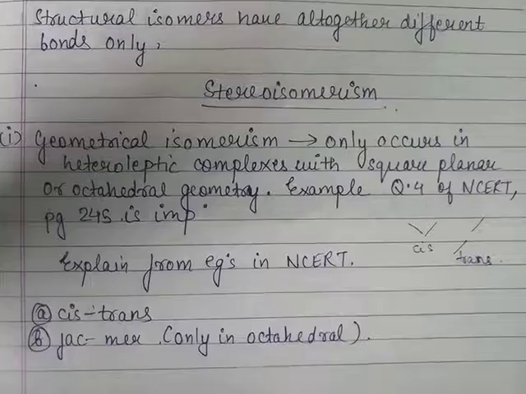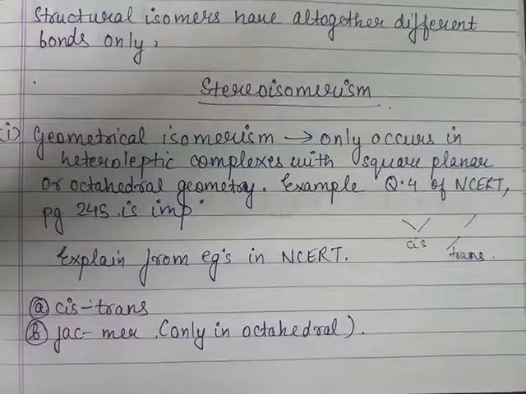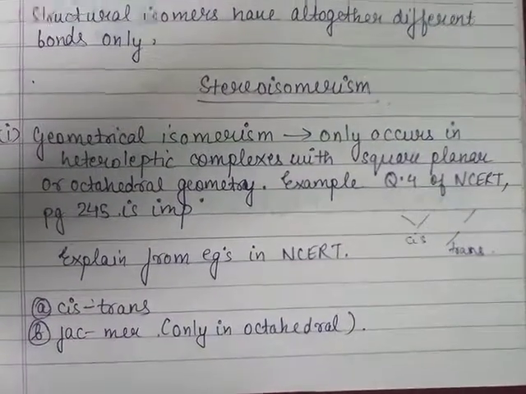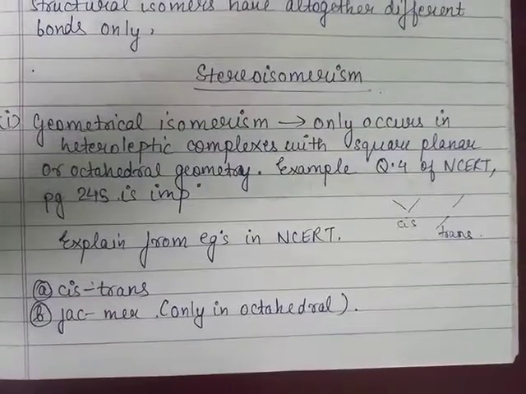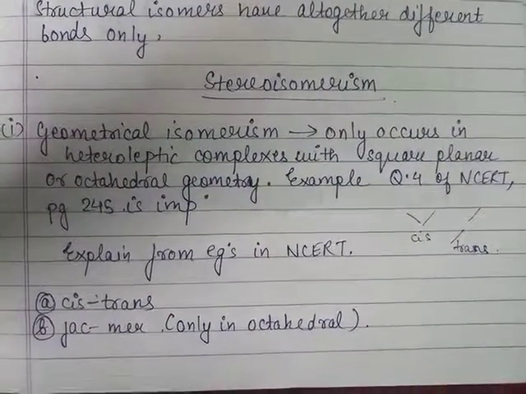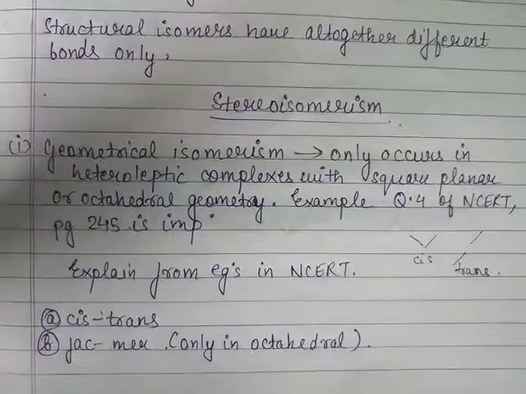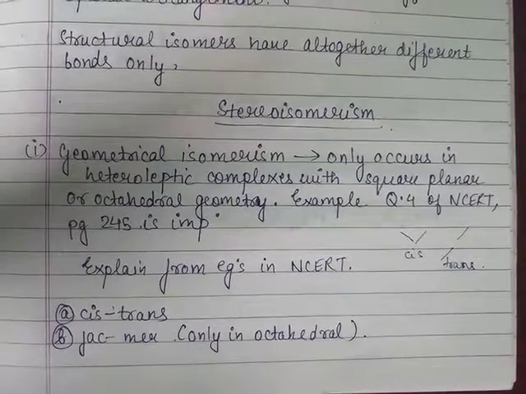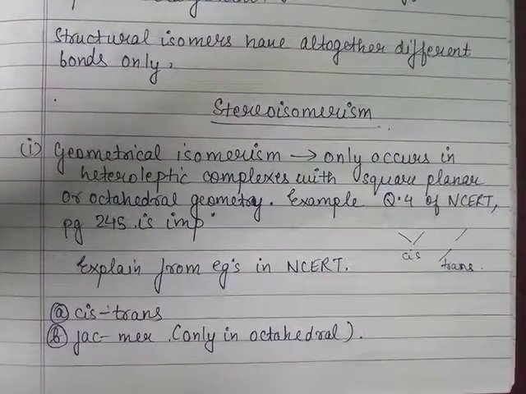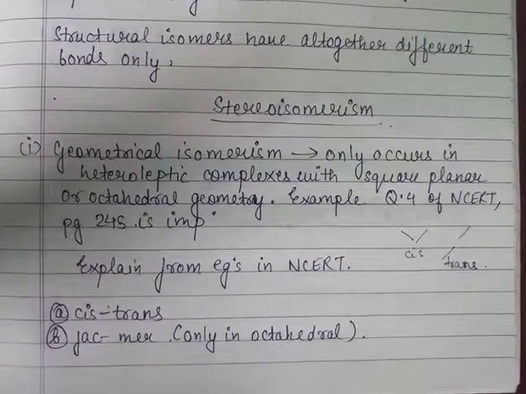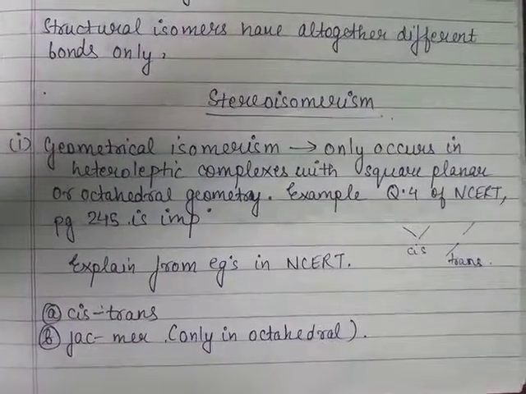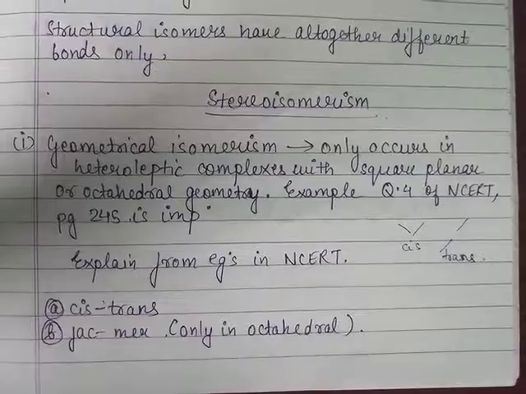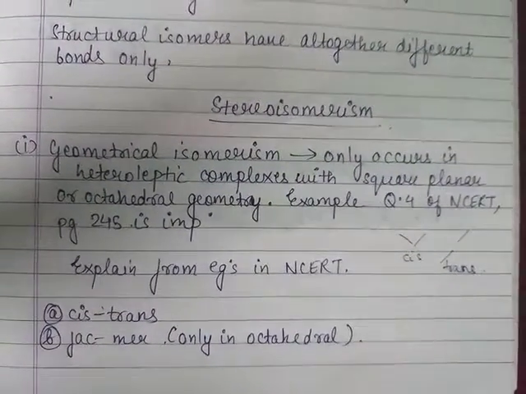Now the second requirement is that the compound should have a square planar or an octahedral geometry. A tetrahedral complex never shows geometrical isomerism. Why? You will get the reason from example question 4 of NCERT, page number 245. It is important. You need to remember that geometrical isomerism is not shown by tetrahedral coordination compounds. Now this should be clear in your mind.